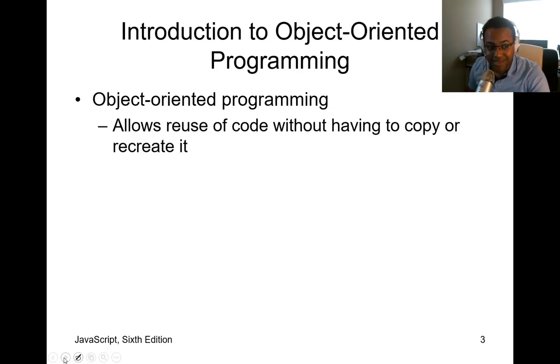So, what is object-oriented programming? Well, it's a lot of things. I know that this says that it allows you to reuse code without having to copy and recreate it, but it's more than that. It's a compilation of principles that make your code scalable and usable at a level that is higher than what declarative or functional programming can do for you.